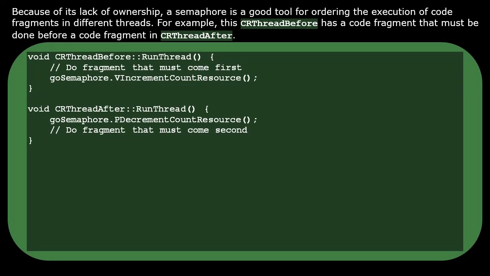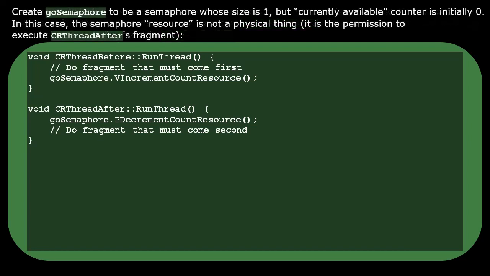Because of its lack of ownership, a semaphore can be a good tool for ordering the execution of code fragments that are in different threads. For example, this before thread has a code fragment that must be done before the code fragment that's in this after thread. In this case, the semaphore's resource is not a physical thing, not like a phone line. The resource is the permission to perform the code fragment that's in the after thread.